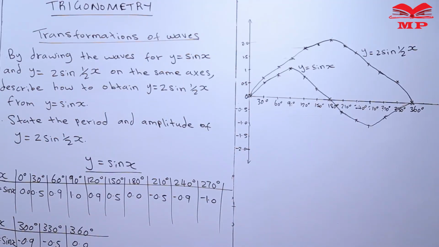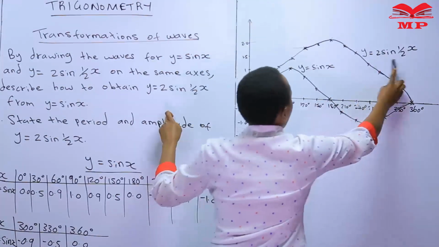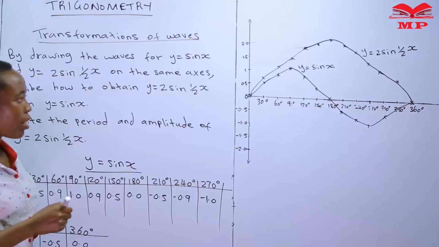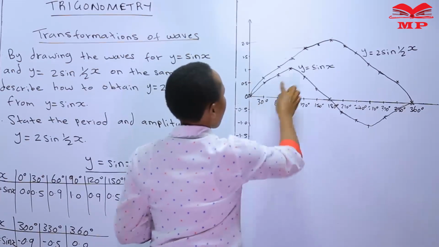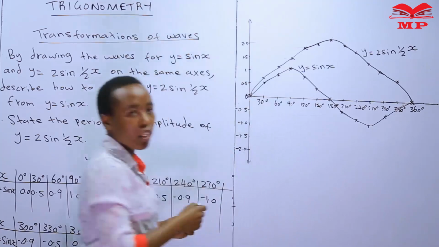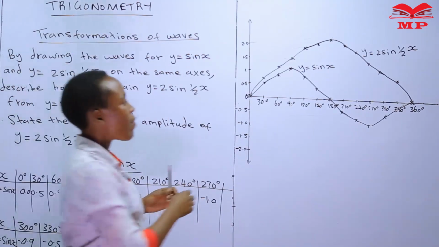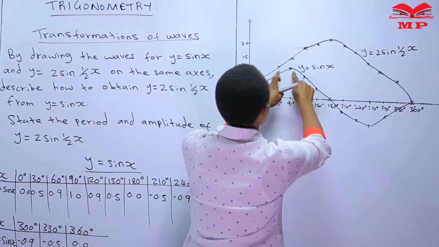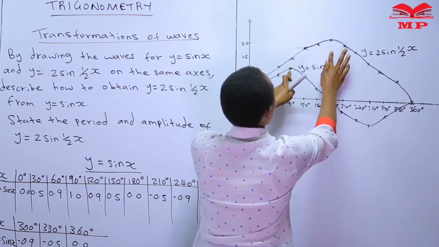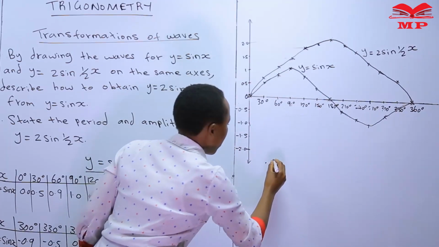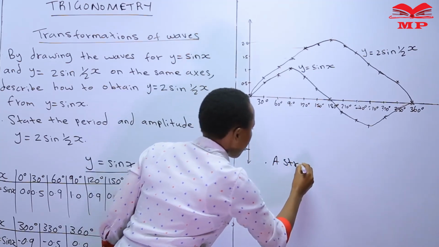And now we need to describe. So we have the two by drawing this. Describe how we can obtain this from y is equal to sine x. So here we have the first part: a stretch parallel to the y-axis with the x-axis invariant, because you can see we are moving from 1 and this one being pulled to 2. So the first one will be a stretch.